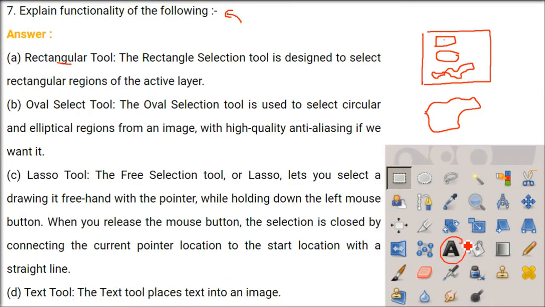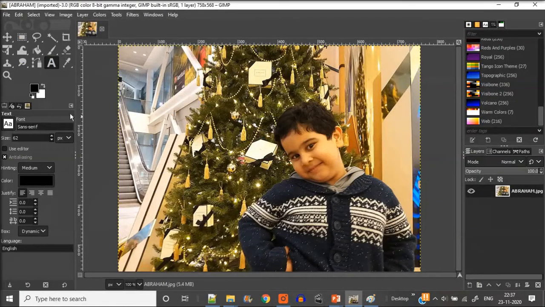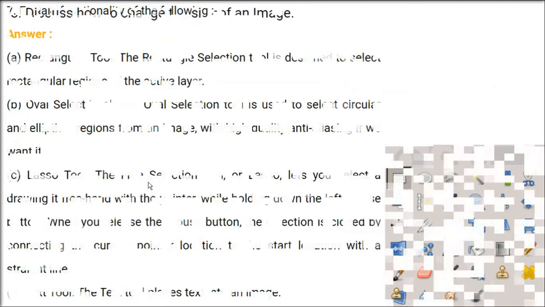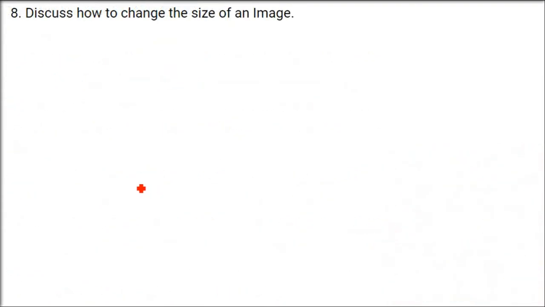And text tool, as I said, you have this text tool. So this text tool places text onto the image. So if you want to write, as I said, you can just write, and this written text will come over this image as a different layer.